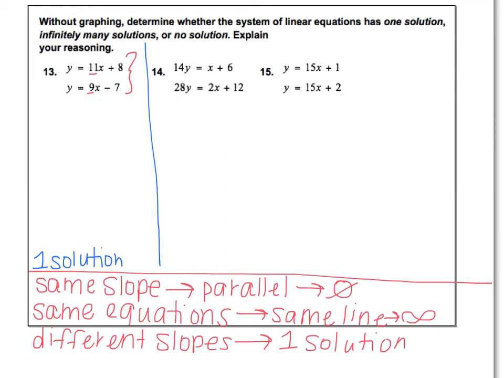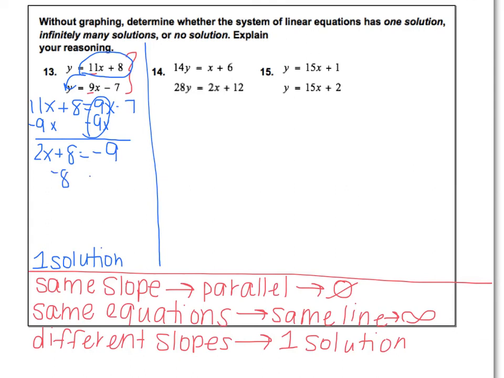If you don't remember the shortcut method, then this is how you would figure out your answer. So I'm going to take my equations and I'm going to use substitution. Since I know what y equals, I'm going to take what y equals and plug it in for the y in the other equation. That gives me 11x plus 8 equaling 9x minus 7. So our goal would be to now solve for x. I'm going to bring these 9x's over to the other side, which leaves me with 2x plus 8 equaling a negative 7. Now I've got to bring my 8 over.